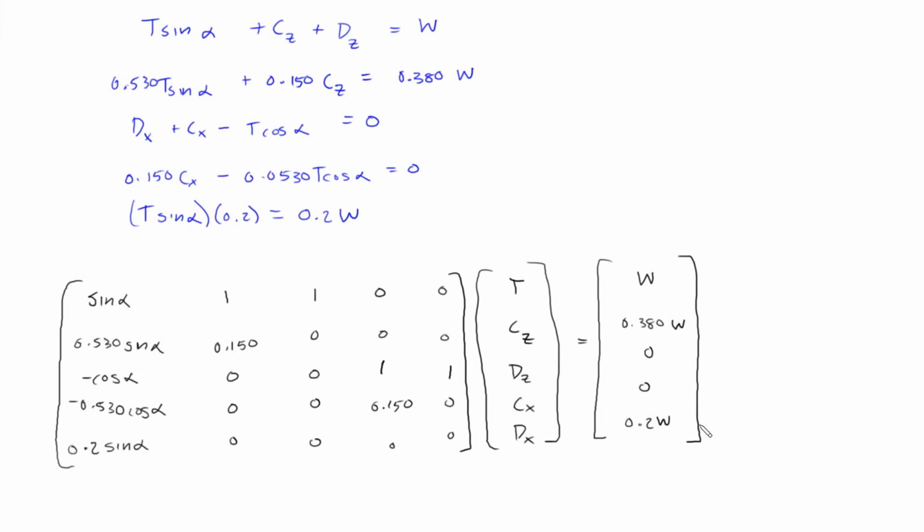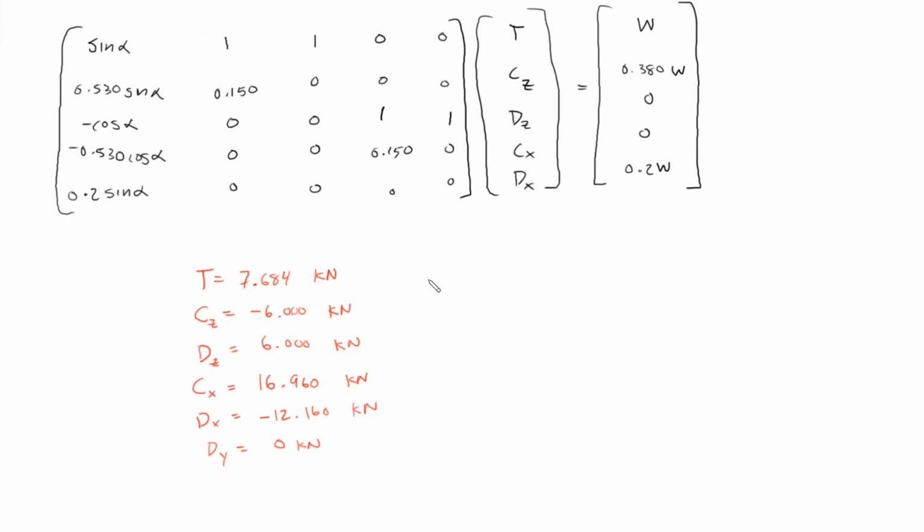If you are curious how this matrix equation looks, what I did is put all the coefficients of these variables in this fashion, and how I place the coefficients in this matrix depends on how I define my variable vector. So I defined my variable vector in this fashion. The first equation should be t sine alpha c plus cz plus dz equals w, which is here, and then 0 for cx and dx. Then you repeat this process for the next row, and so forth. So I'm going to use this and solve for the variables t, cz, dz, cx, and dx.